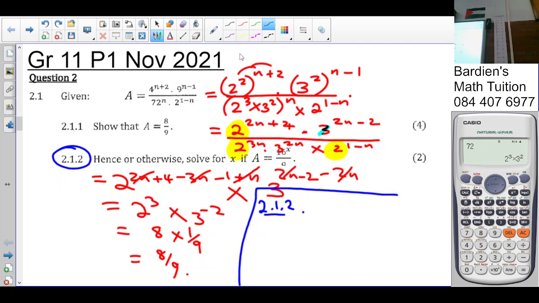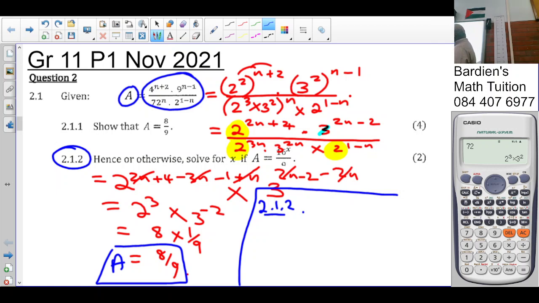Okay, so if it says hence, that means you must use your previous answer in solving the next part of the sum. So here we are told that A was equal to this here, which means A is equal to 8 over 9, not so?